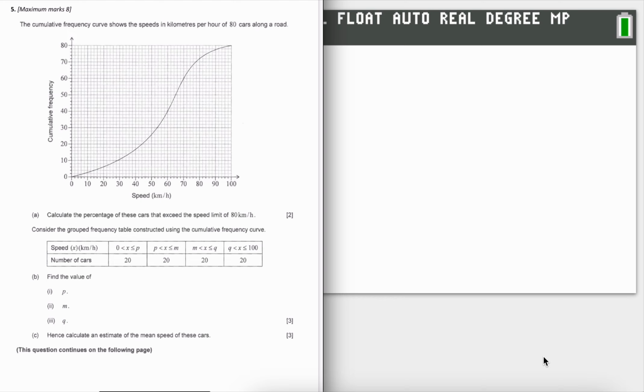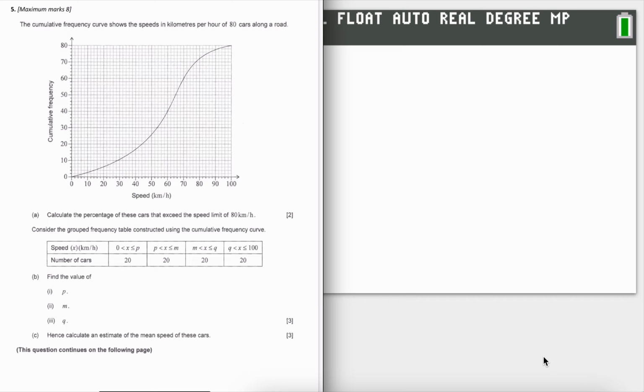We have a cumulative frequency curve, and it shows the speed in kilometers per hour of the 80 cars that were going along the road. So the first question says to calculate the percentage of the cars that exceed the speed limit of 80 kilometers per hour.